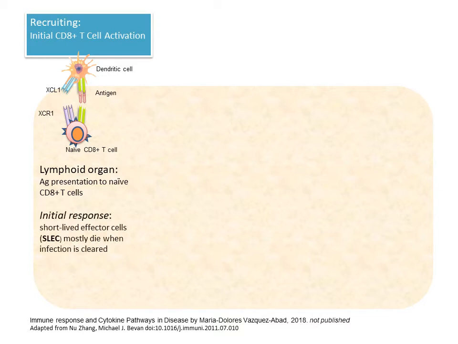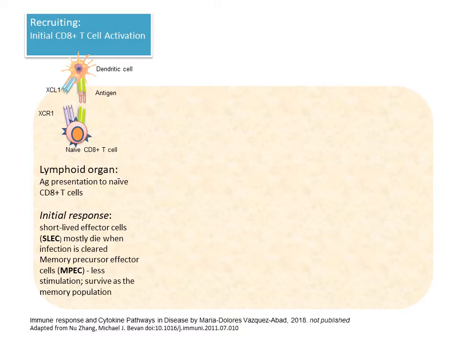And the first response is basically by short-lived effector cells. These are mostly going to die very quickly, but they are the ones that are going to be like the first line of defense in this recruitment. A subset of cells are the ones that we know as memory precursor effector cells. There are fewer of these, but they will remain in the lymphoid system in case memory is required for future contact with the antigen.